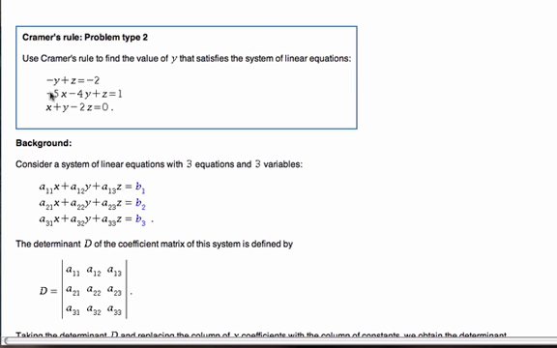When you have a matrix, you're going to use these coefficients. Coefficients are the numbers that are multiplied by each of your variables, and the number that is by itself without a variable is called a constant. So all the constants are going to be b sub 1, b sub 2, and b sub 3. We're going to think of them as our constants. You're going to set up your determinant matrix D by taking the coefficients from each of your equations and putting them into your matrix.